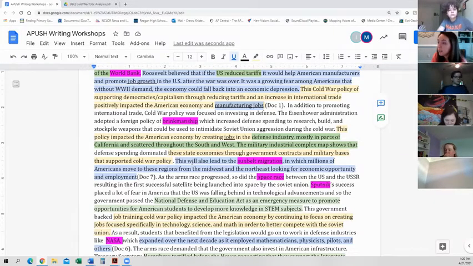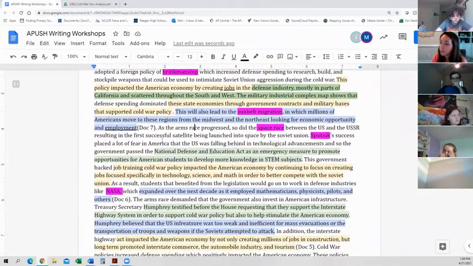More context. This will also lead to the Sun Belt migration, in which millions of Americans move to these regions from the Midwest and the Northeast looking for economic opportunity and employment. Employment works like jobs, right? Okay. That piece of evidence supports my thesis, so you could earn outside evidence that way. Make sure that if you are trying to earn that outside evidence point, you only get credit if you explain it. You just can't list a bunch of stuff. You have to explain it, okay?